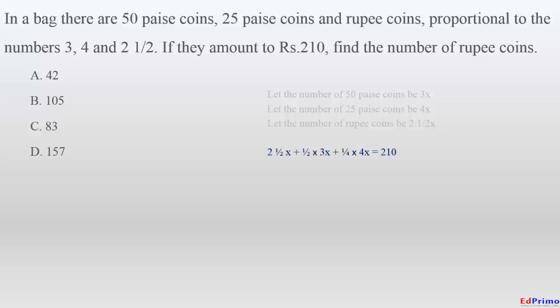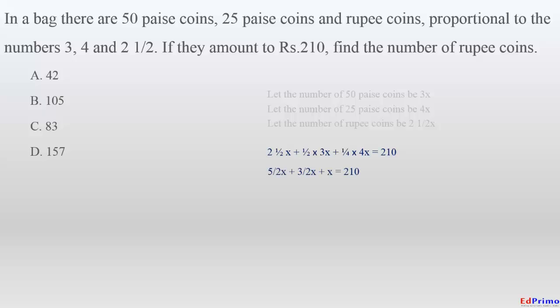That is 2.5x plus half into 3x. Half here denotes 50 paise, that is half a rupee, into the number of coins, that is 3x. And similarly for 25 paise, 1/4 into 4x. That would be the value of all the 25 paise coins inside the bag. So they add up to rupees 210.